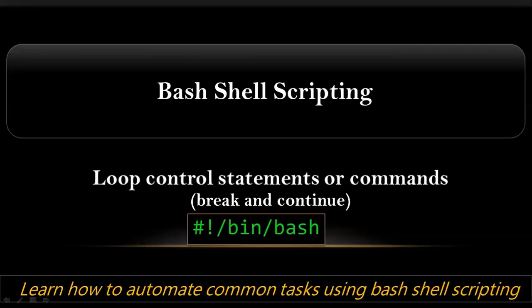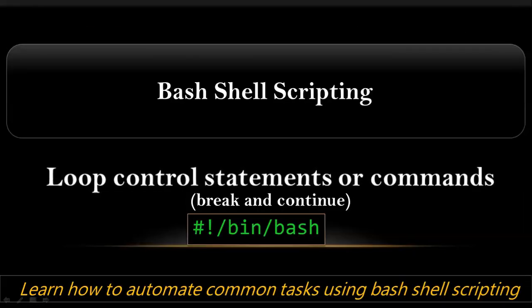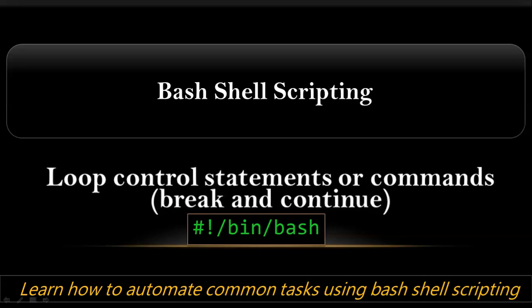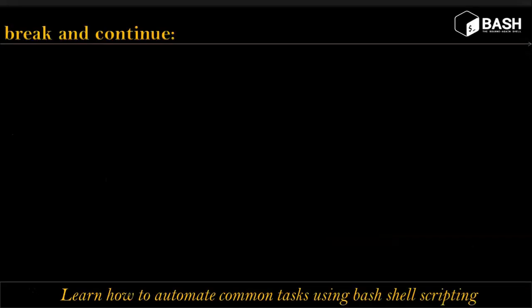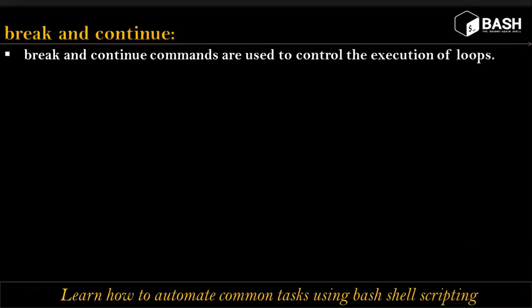Friends, here our concept is loop control statements or commands. Simply, break and continue are called loop control statements or loop control commands. These two, break and continue, are used to control the execution of loops. Any loop. We have different types of loops: for loop, while loop, until loop, select loop. So to control the execution of any loop, break and continue are useful.